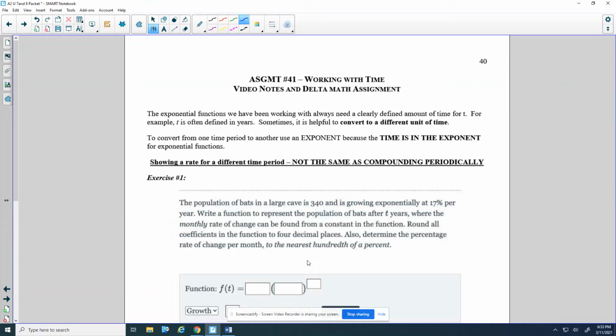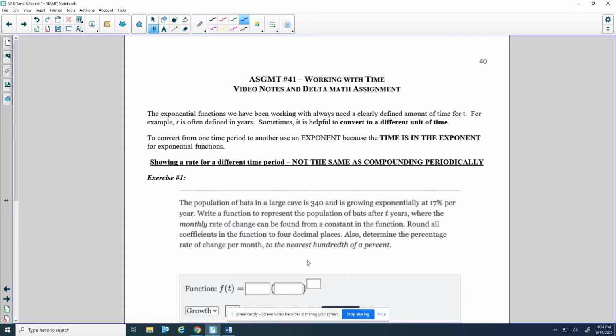Last lesson of our unit, and it's called Working with Time. What we're going to be doing here is converting equations to different time periods. Here it says the exponential functions we have been working with always need a clearly defined amount of time for t. For example, t is often defined in years. Sometimes it is helpful to convert to a different unit of time.